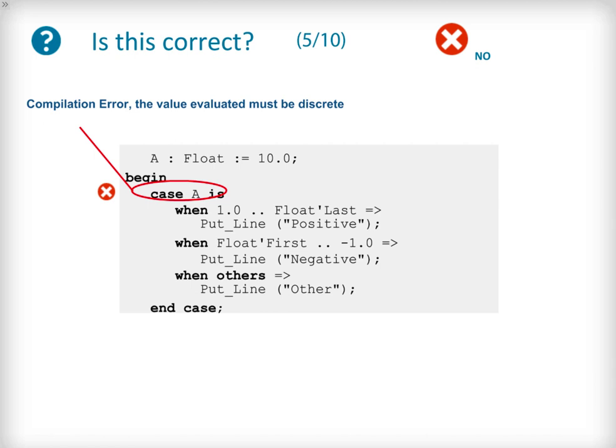Since I'm going to enumerate the values of the expression and verify that they are completely covered, I need to use a discrete type in the expression that is either integer or enumeration. Here I'm writing a case statement on a floating point value. This is incorrect and will lead to a compilation error. So to implement this behavior here, I would have to write a regular if statement.